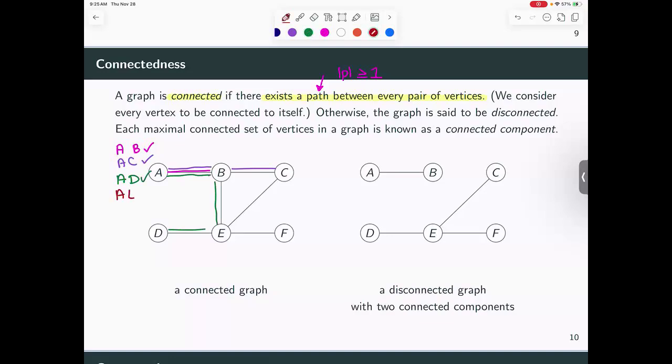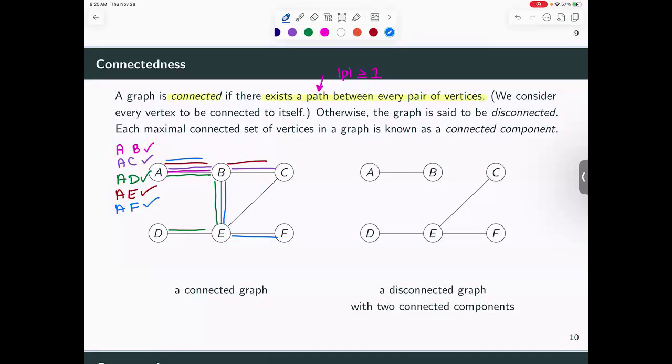Can we get from A to E? 1, 2, 3. Oh, that's too far. Yes, we can. Can we get from A to F? Here, here, here, here. We could have also gone there, there, there, to there, to there. Yes, we can. That's the shorter path, right?